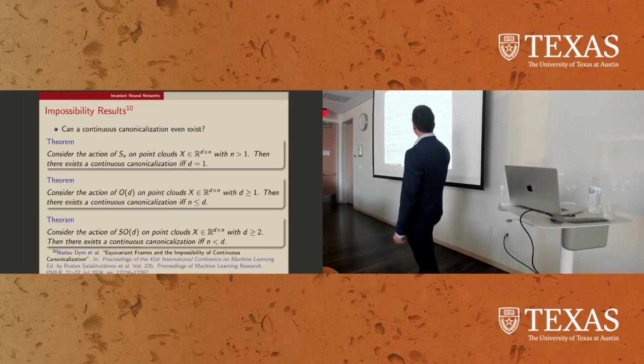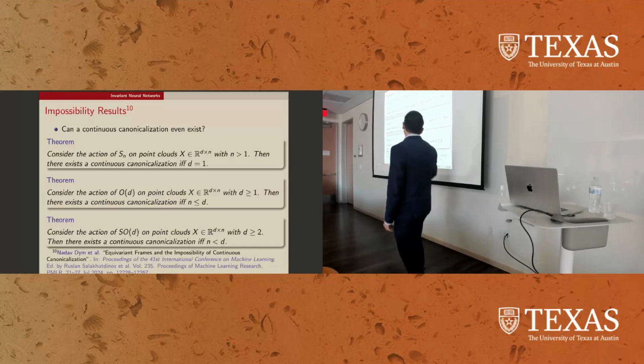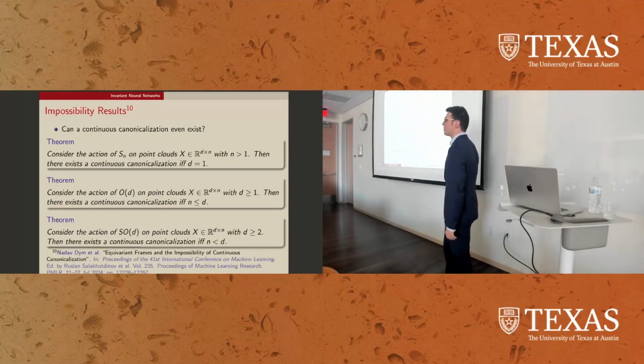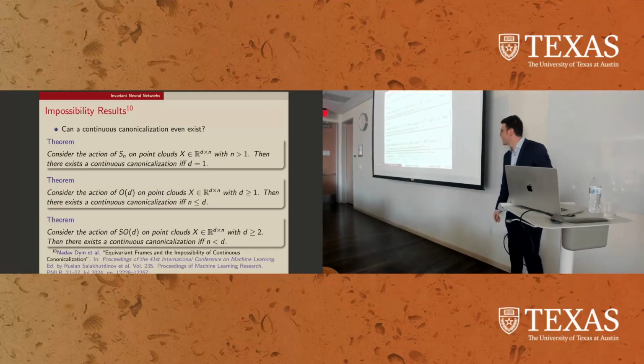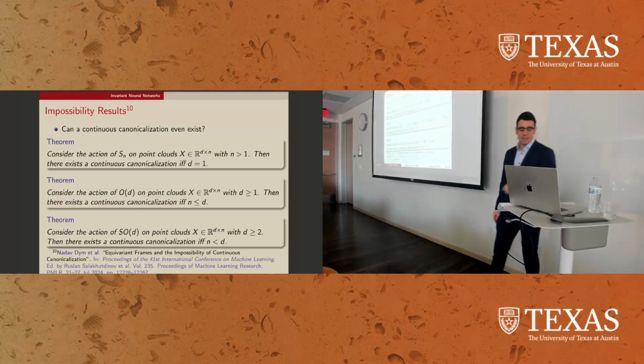In this case, for orthogonal transformations, if the number of points is less than or equal to the dimension, there is actually a continuous canonicalization. But if it's bigger than d, there is no longer a way to canonicalize the input continuously. And for SO(d), for rotations, the number of points has to be strictly less than the dimension in order for there to exist a continuous canonicalization. Otherwise, there does not. So this indicates that this approach of canonicalization fundamentally isn't going to be able to preserve continuity. And that might be a problem, right? So we should try to do something else which does.